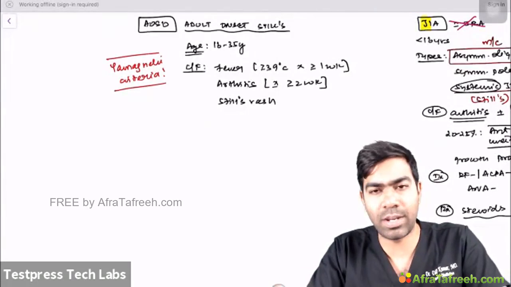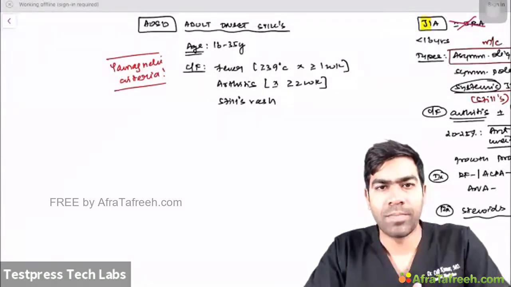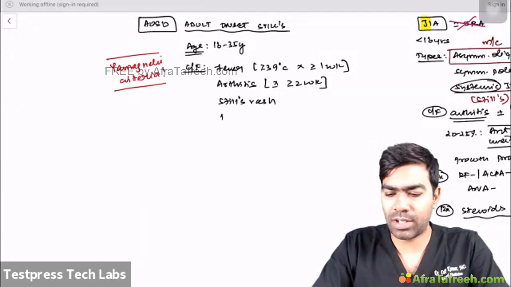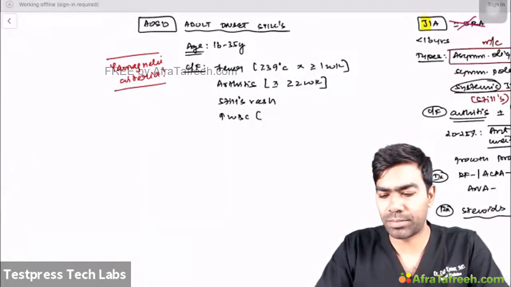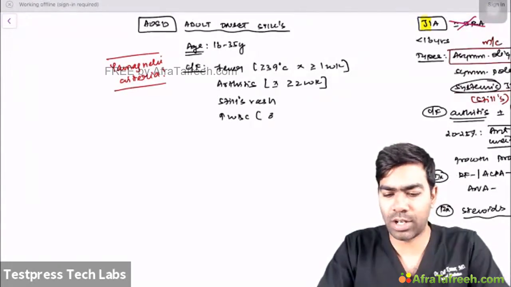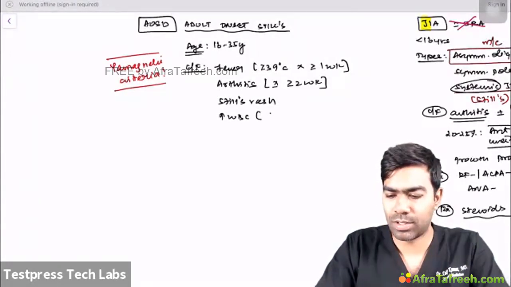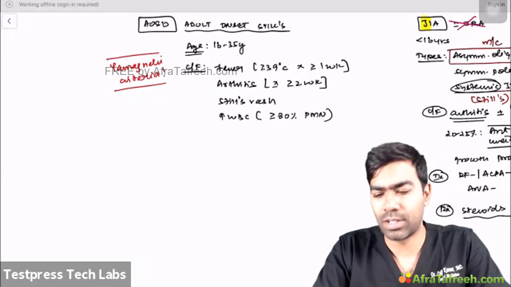So that's one very important diagnostic criterion. And of course, the majority of the patients will have elevated WBC counts, and usually 80%, more than or equal to 80%, will be neutrophils. In that, more than 80% will be neutrophils.